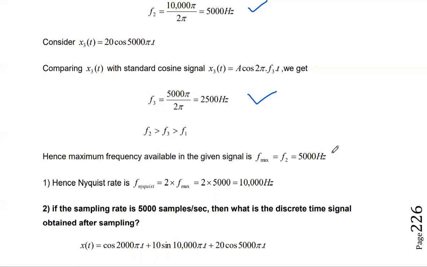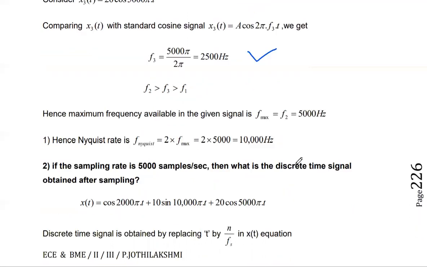What is our question? Our question is that we have to find the Nyquist rate. What does Nyquist rate mean? Nyquist rate is the minimum sampling rate in order to obtain the sampling process and recover the original signal from the sampled signal. The F Nyquist is equal to, what is the formula? 2 into Fm, or 2 into F max. According to this, 2 into the maximum value, 5000.